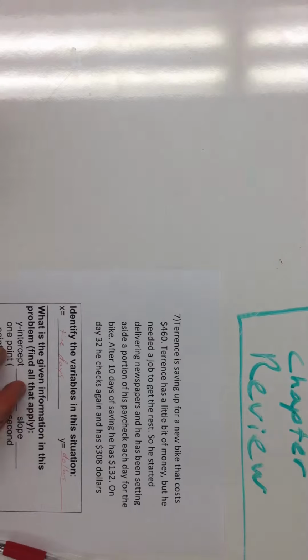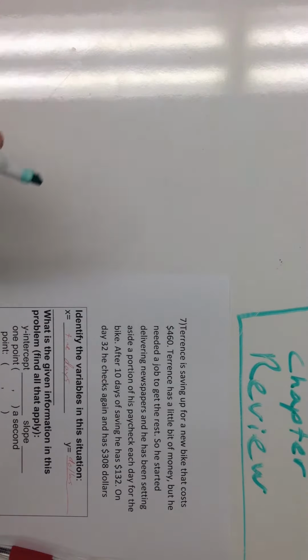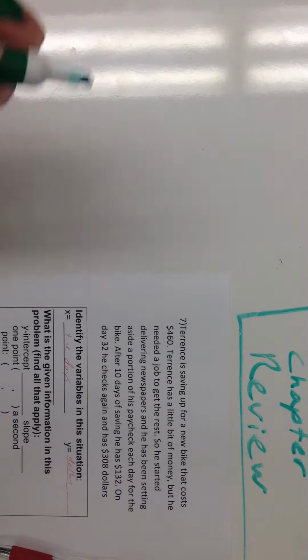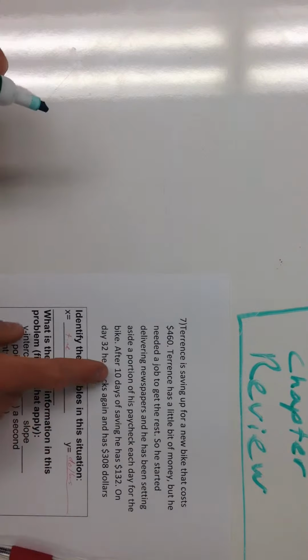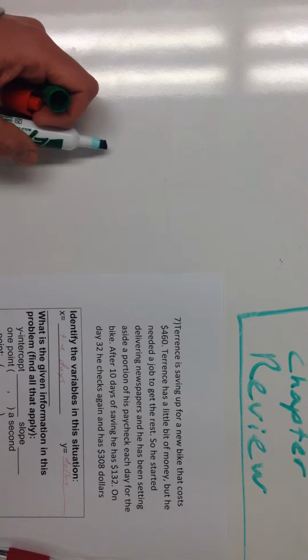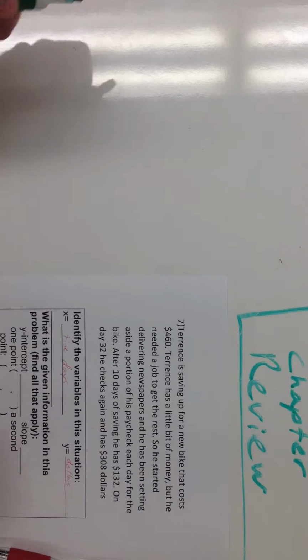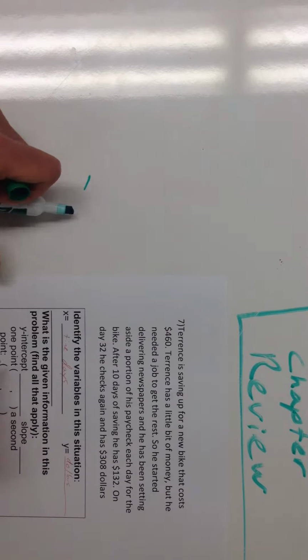Now we need to look through this problem and see what we've got. Do we have a y-intercept? If we had a y-intercept, I'd be looking for things like Terrence started out with $30. Nowhere in here does it say how much money he starts out with. I know on day 10 he had this much money, but on day 0 we don't know how much. A slope, if we had a slope, we'd be looking for something like every day he saves $15. But we don't have that.